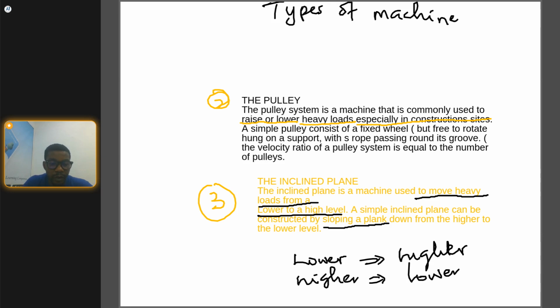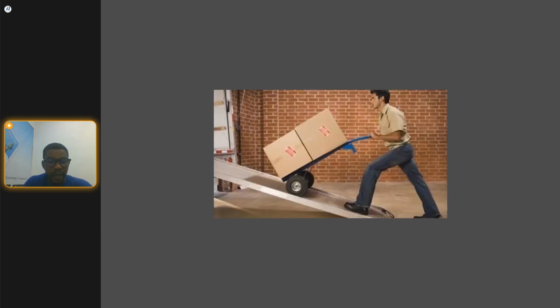So when you have an inclined plank of this shape, and probably you are taking a load to this place, a load on this inclined surface, what you have just done is a simple machine, which is called an inclined plane. Let's consider a diagram for that. How does an inclined plane look like? Okay, an inclined plane, this is a perfect example.